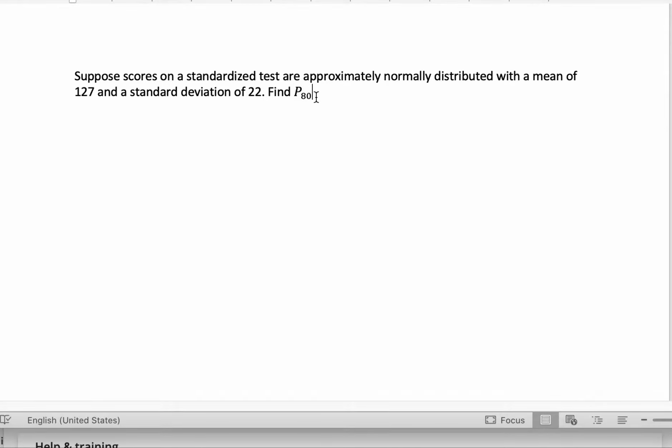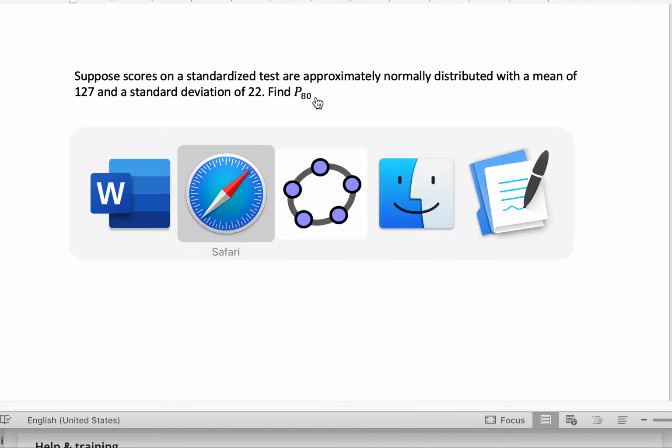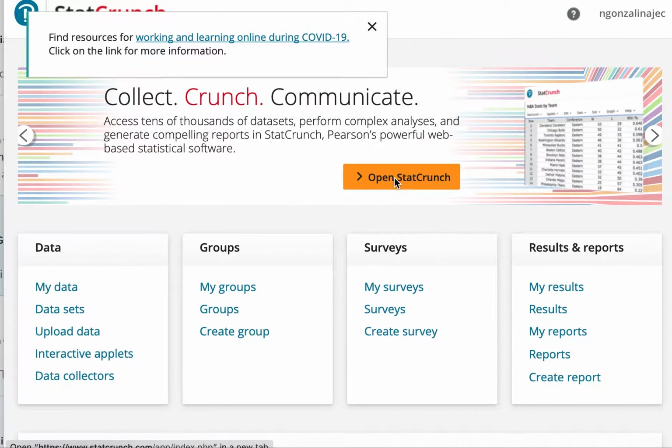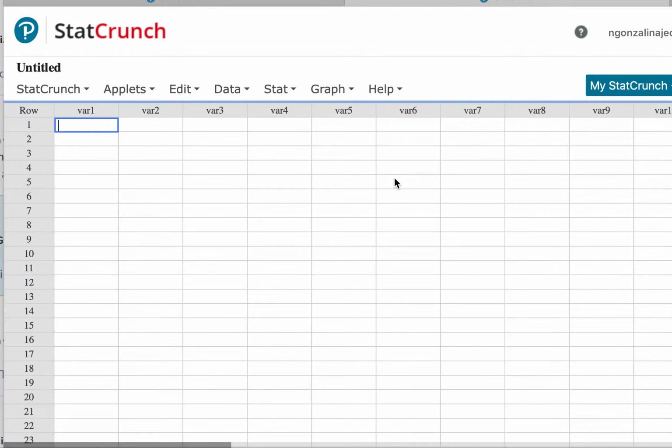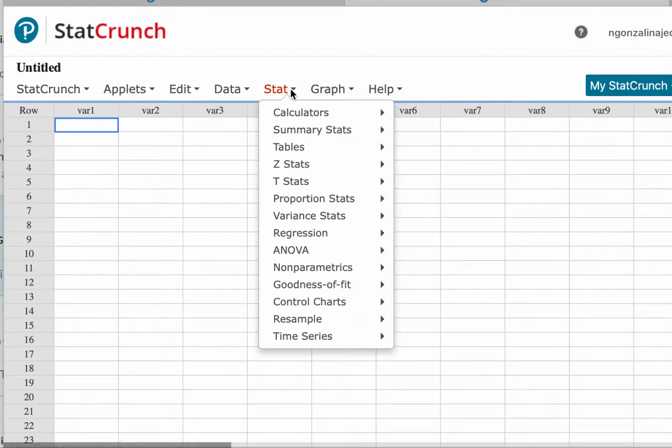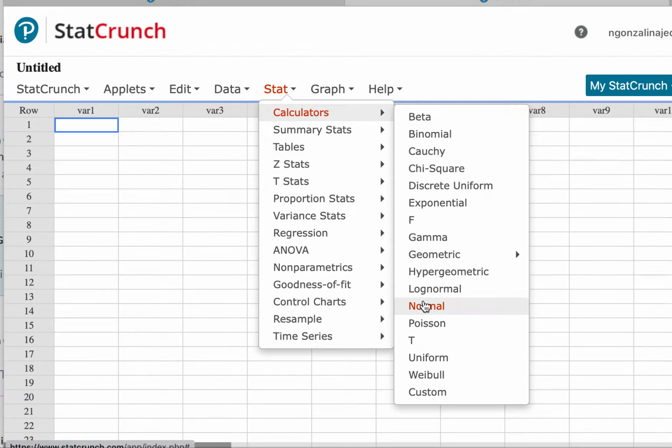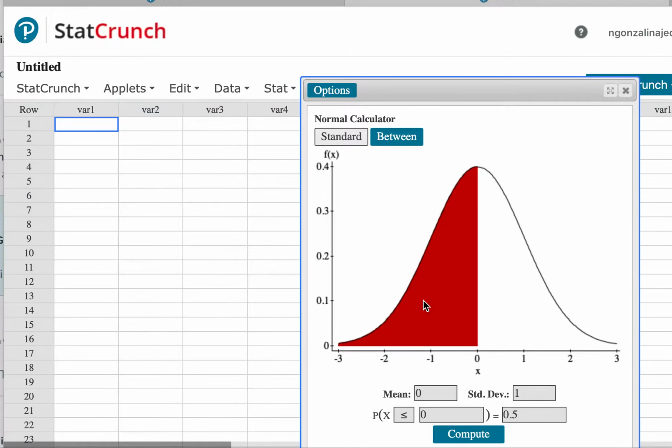So for that, I'm going to open up StatCrunch super fast. And there's StatCrunch. I'm going to click the Open StatCrunch button. Okay, so I'm here now. Now I'm going to go to Stat and then down to Calculator and go here to Normal. And there's my normal curve.